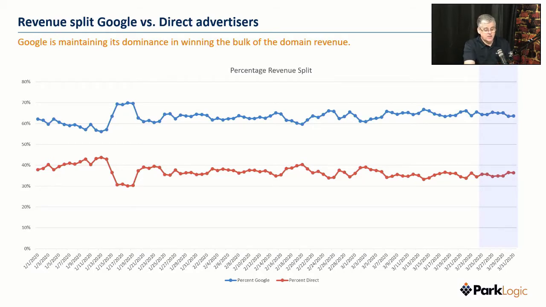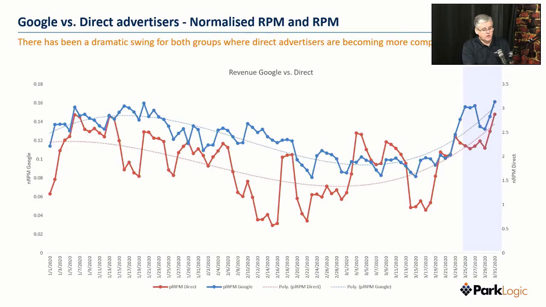Okay, so the last week really hasn't seen much of a change. It's fairly stable in many respects. So what's going on with the separation of direct advertisers versus, say, Google-backed companies? You can see there we'll look at the normalized RPM once again, so we can do a direct comparison. You can see the PL RPM direct is in red, so the direct advertisers, and Google's in blue. Now, don't get confused here. The red is using the right-hand axis, the blue is using the left-hand axis.